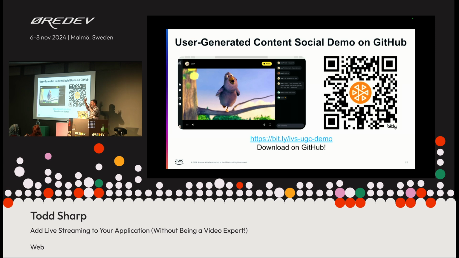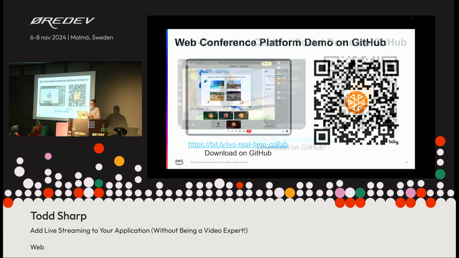We have a full user-generated content, create-your-own-Twitch type application. You could download that on GitHub and deploy it to your AWS account, get started really quickly and learn all about stream health monitoring, low latency streaming, real-time streaming, chat. It's kind of an all-in-one demo. Everything that you want to do with IVS is in that.